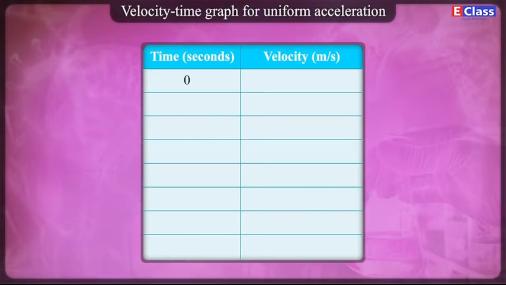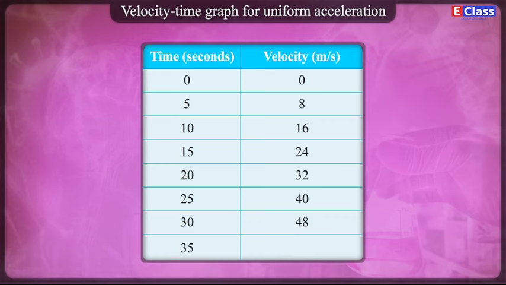Time in seconds 0, velocity in meters per second 0. Time 5, velocity 8. Time 10, velocity 16. Time 15, velocity 24. Time 20, velocity 32. Time 25, velocity 40. Time 30, velocity 48. Time 35, velocity 56.